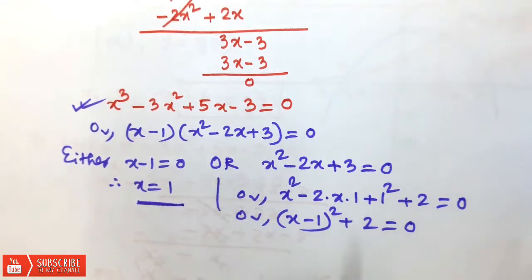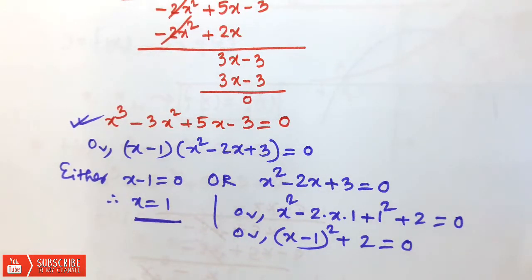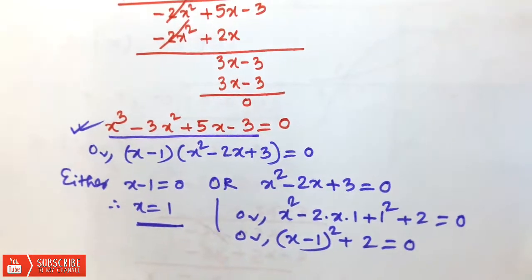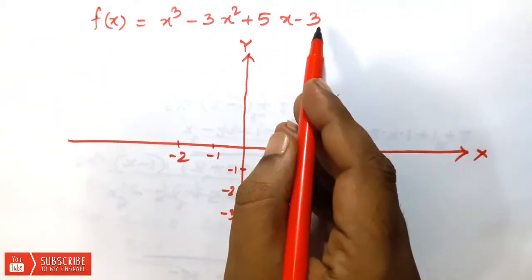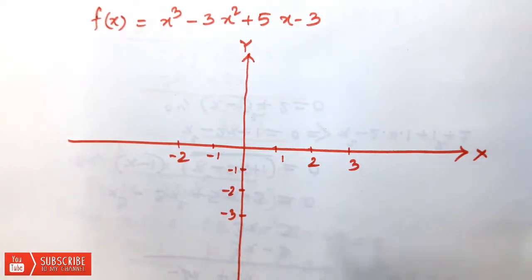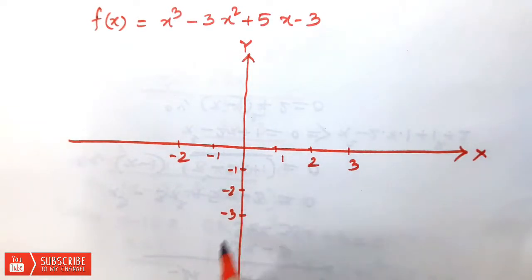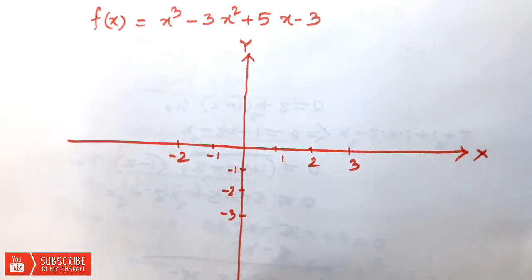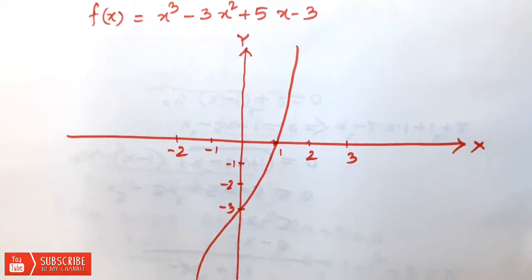So if you draw this graph, what will be the shape? The curve is x³ − 3x² + 5x − 3. If we draw the curve of this function f(x) = x³ − 3x² + 5x − 3, you will find that the curve will cut the x-axis at the point 1 and also the y-axis at −3, that is (0, −3). The curve is like this.